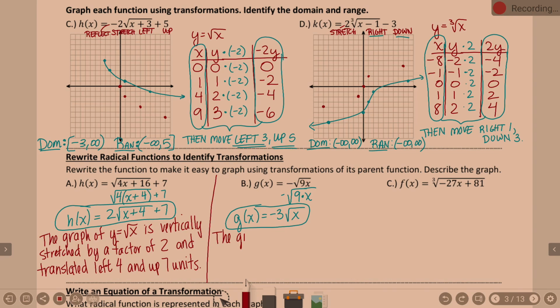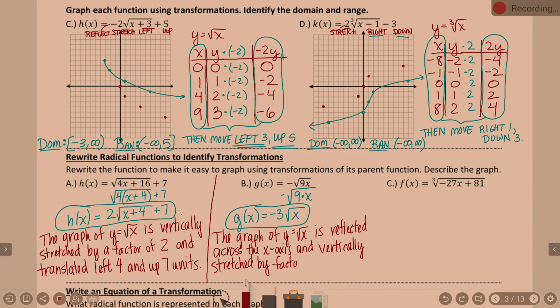So, the graph of y equals square root of x is reflected across the x-axis and vertically stretched by a factor of 3. Okay.